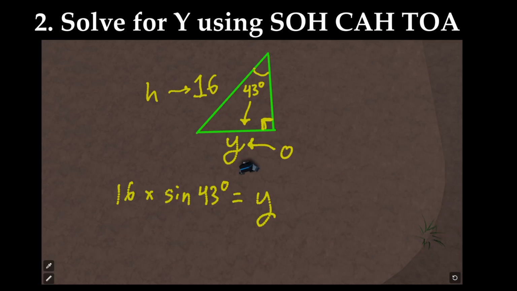And now you can just compute this on a calculator. Let's first do sine of 43 on a calculator. Sine of 43 degrees, and make sure your calculator is in degrees and not radians, is equal to 0.682. And I'll just do 16 times 0.682 to solve for y. If you do that, you should get that y is equal to 10.91. And that is the answer to this problem.